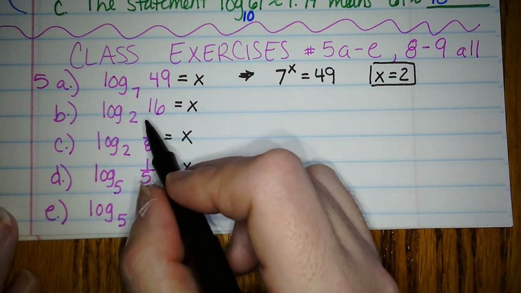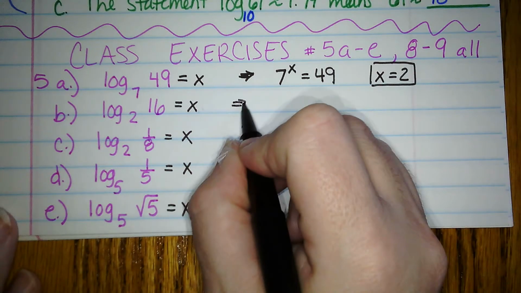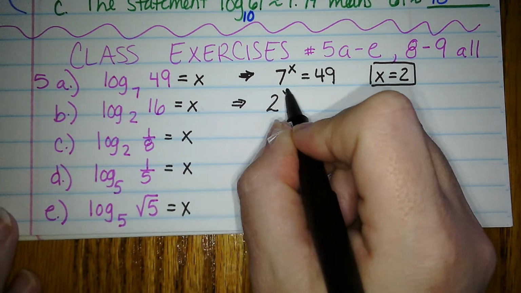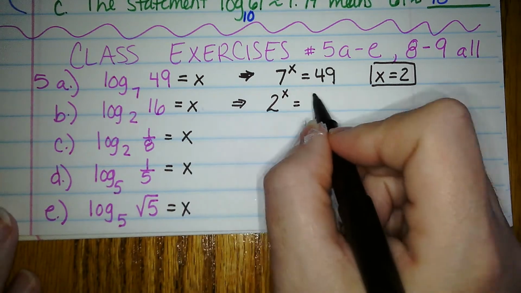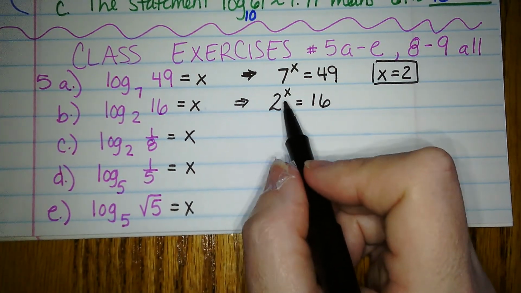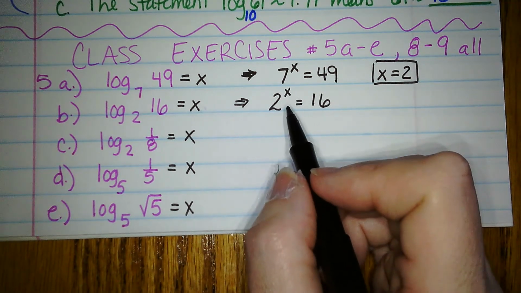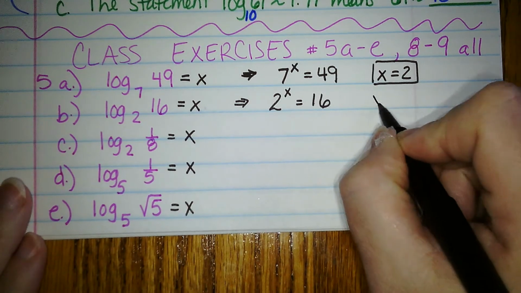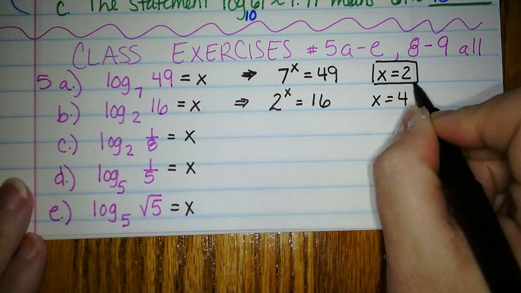In letter B, we would rewrite this in exponential form to say the base 2 to the unknown power x is equal to 16. So now we have to figure out what power of 2 gives us 16. Well, 2 squared is 4, 2 to the 3 is 8, 2 to the 4th power is 16.